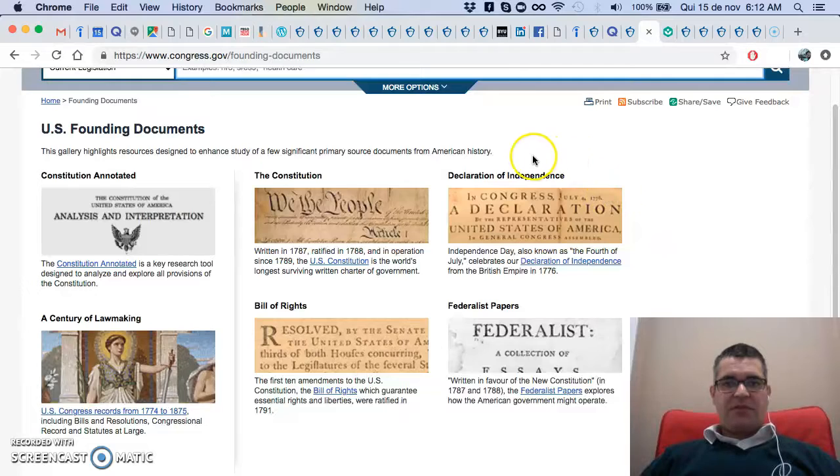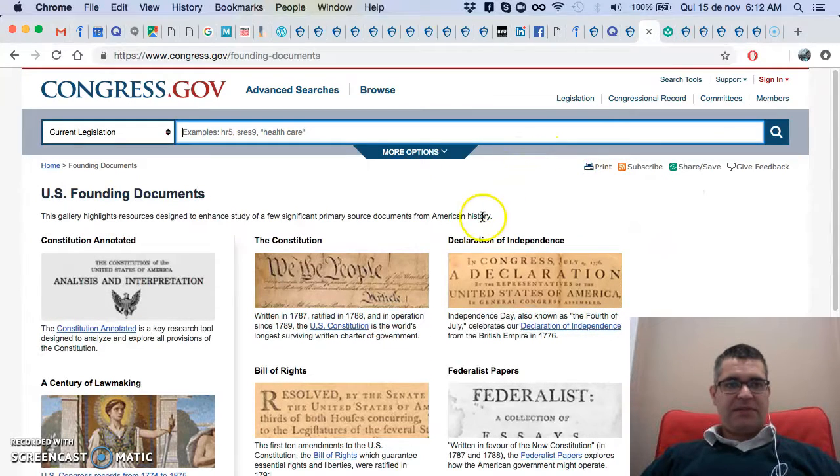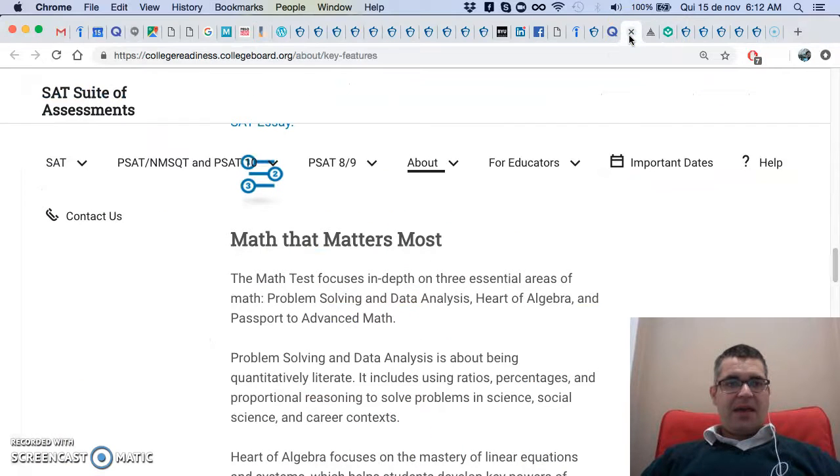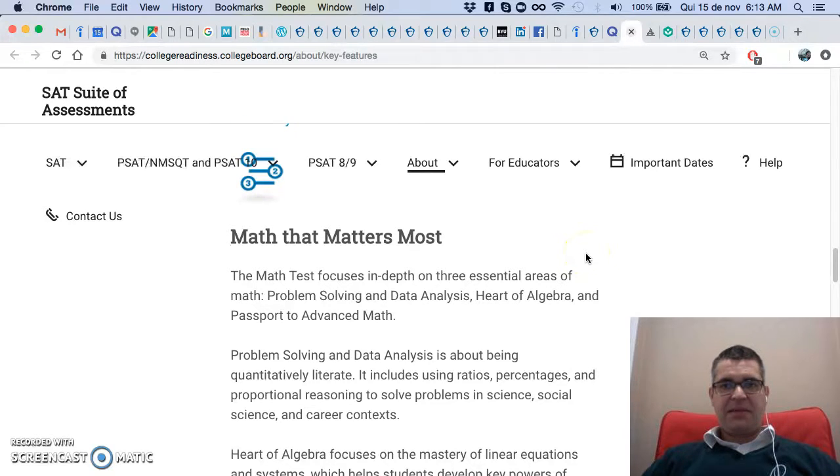I also found these US founding documents that are an important part of SAT preparation, and I might use them in class today or anytime during the classes for discussion and for writing, mostly. And okay, just a little bit of details on the math exam.